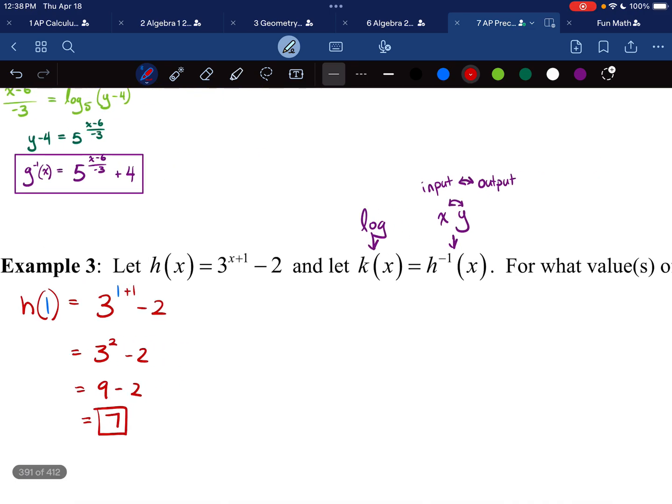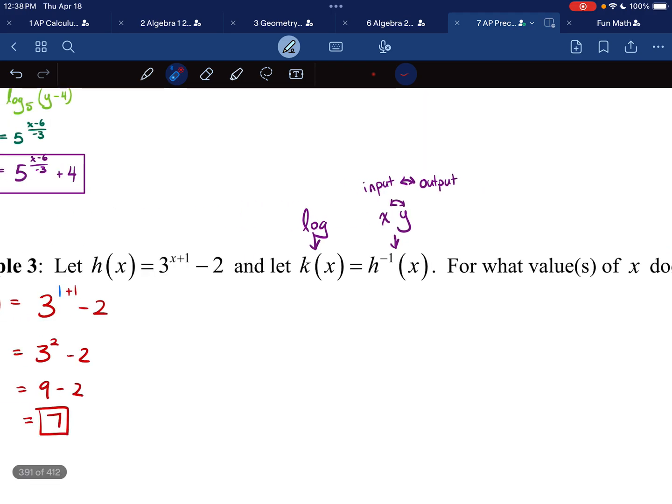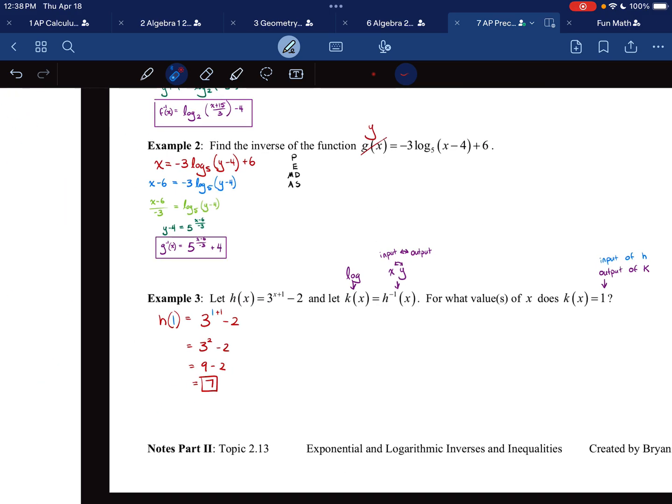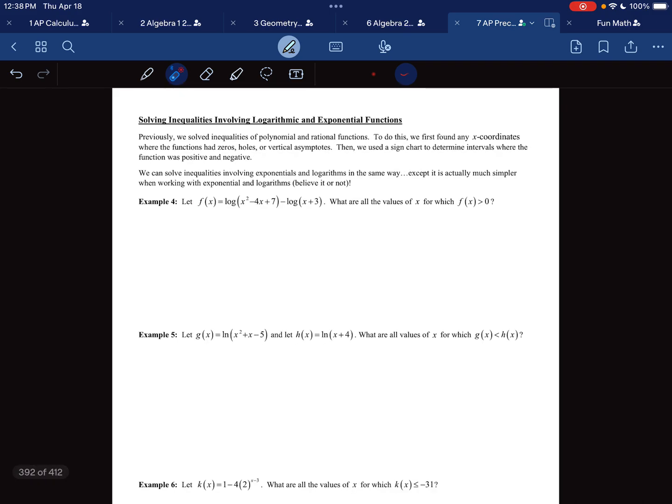And interpreting the final answer, you can check it too to make sure it's okay. If I plug in 7 into k, which I don't know what k is, it's some sort of log expression, I would get out 1, because the opposite is true over here. If I plug in 1 here, I get this to be a 7. All right, so a little bit confusing for example 3. I hope I explained it thoroughly enough.